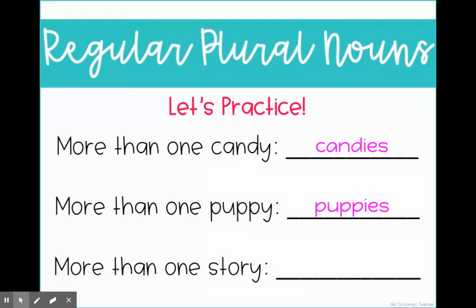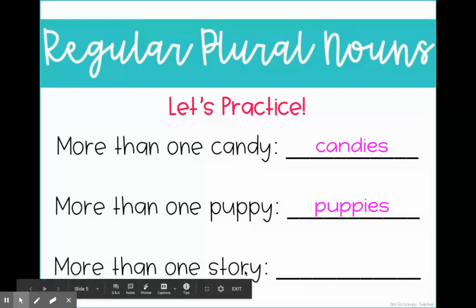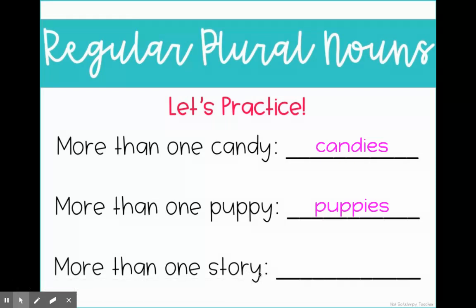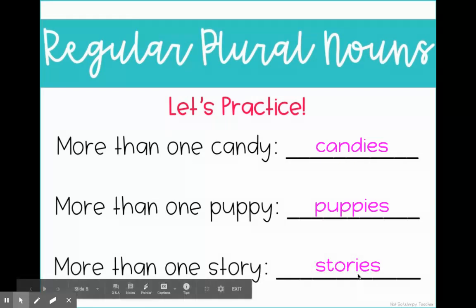Last one, if I had more than one story. Again, I see that R and then a Y. R is a consonant. So if I had more than one story, good, I would have stories. Again, drop the Y and add IES.